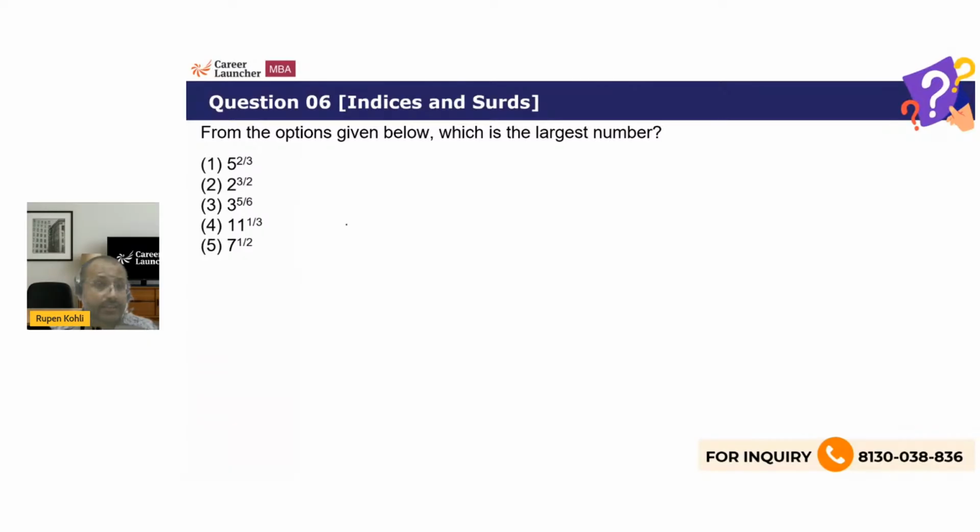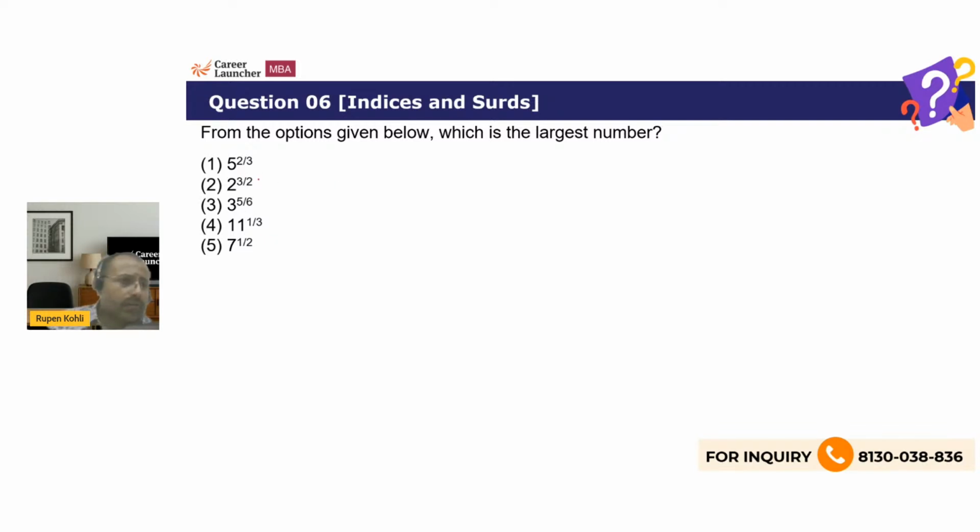Indices and surds. Okay, so this question is also very common, and might pop up, right? To compare surds. These are all surds, fractions of powers of integers. So you have to compare and find the largest amongst these 5 options, which is 5 raised to power 2 by 3, 2 raised to power 3 by 2, and so on.